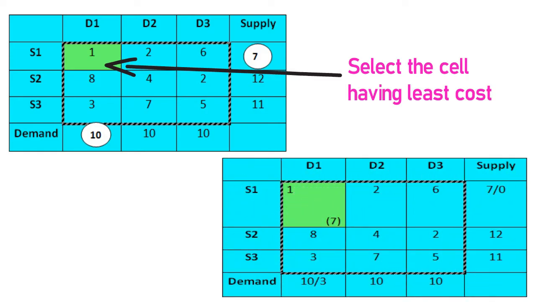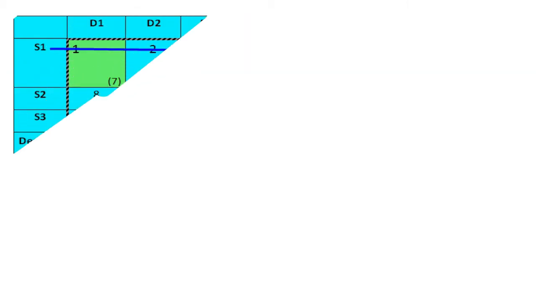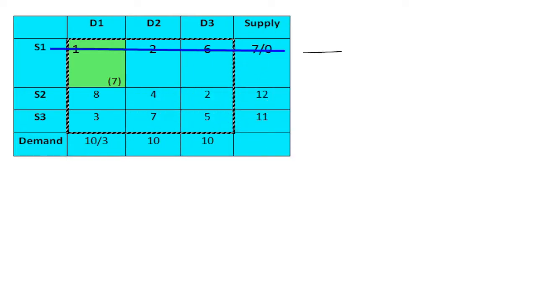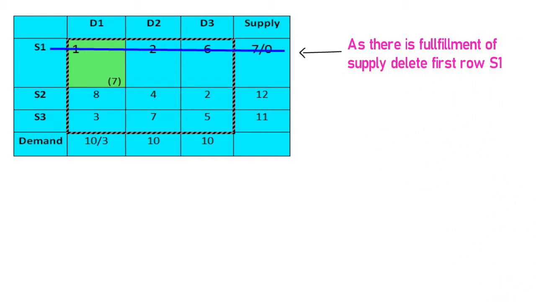After allocating 7 units to the selected cell, the supply value becomes 7/0, which means we have allocated 7 units to the selected cell. As the demand is 10 units, out of 10 we have allocated 7 units. So how many units remain? 3 units. We write that as 10/3, where 3 is the remaining requirement. As the supply value in the first row is 0, we cross out that row. That is, as the supply is fulfilled, we delete the first row S1.